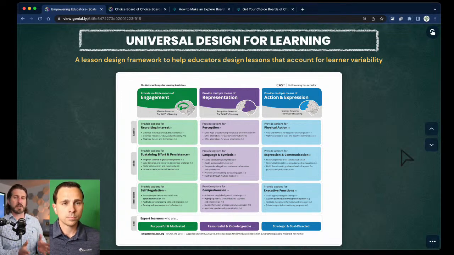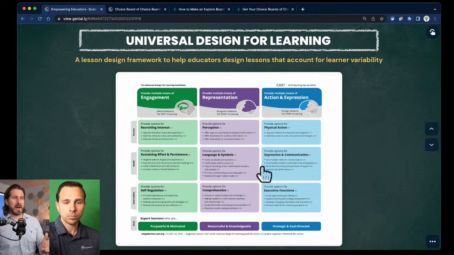But UDL is actually adapted from an idea that originated in architecture, universal design in architecture, which emerged from the disabilities movement to help make public spaces more accessible to people. And CAST took that idea and they built a framework. This is many iterations later, and they're working on another one right now, to essentially provide a menu board for how teachers can approach lesson design through the lens of how we can account for this reality of learner variability.